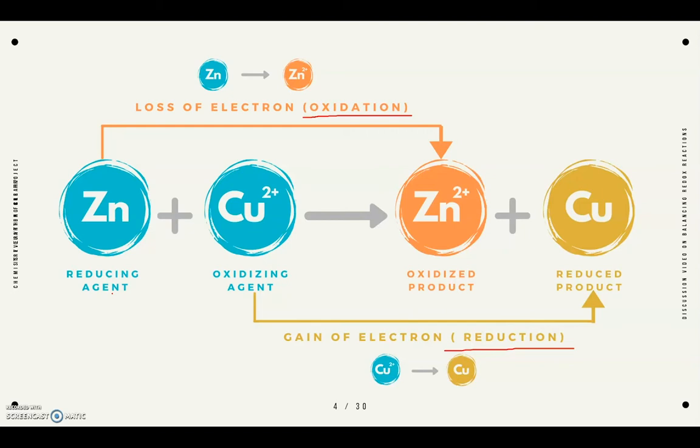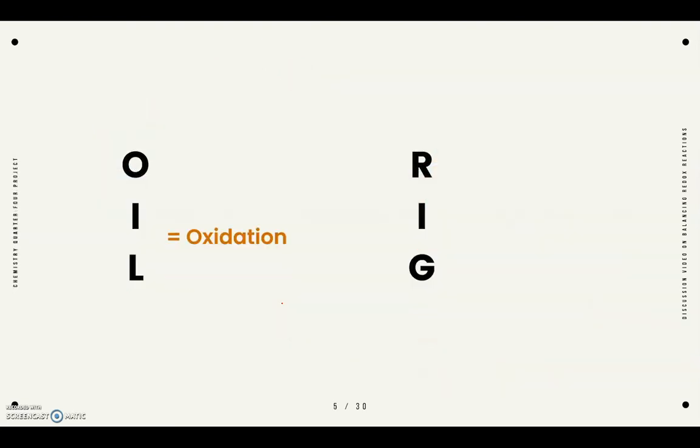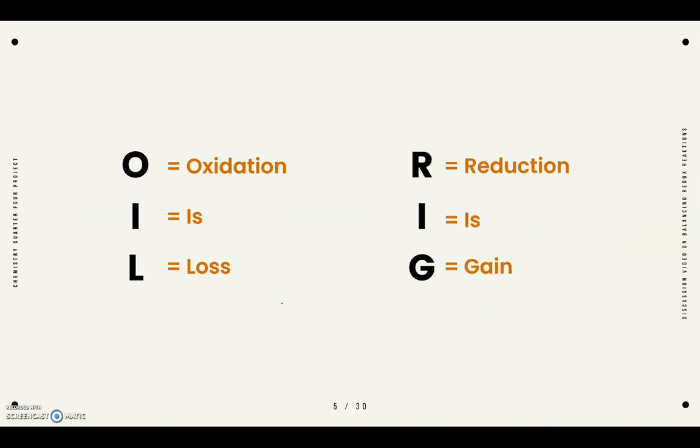Since it is the reactant undergoing oxidation, it is also known as the reducing agent, or the reductant, because it reduces the other species by giving electrons. On the other hand, we can see that copper gains 2 electrons. Hence, it is being reduced. Because it is the reactant undergoing reduction, it is also called the oxidizing agent, or the oxidant, because it oxidizes the other species by accepting electrons. For us to easily remember these terms, we can use the mnemonic OIL RIG, which signifies that oxidation is loss of electrons and reduction is gain of electrons.